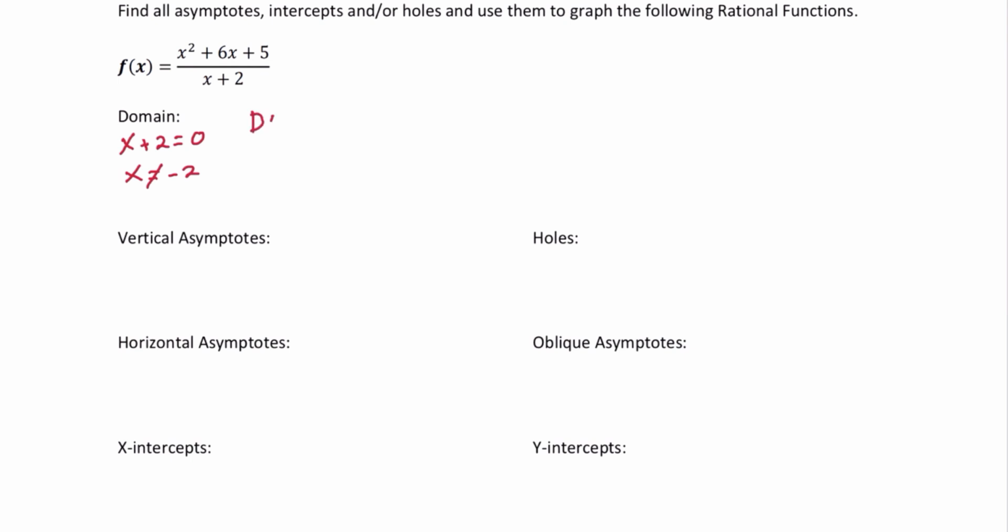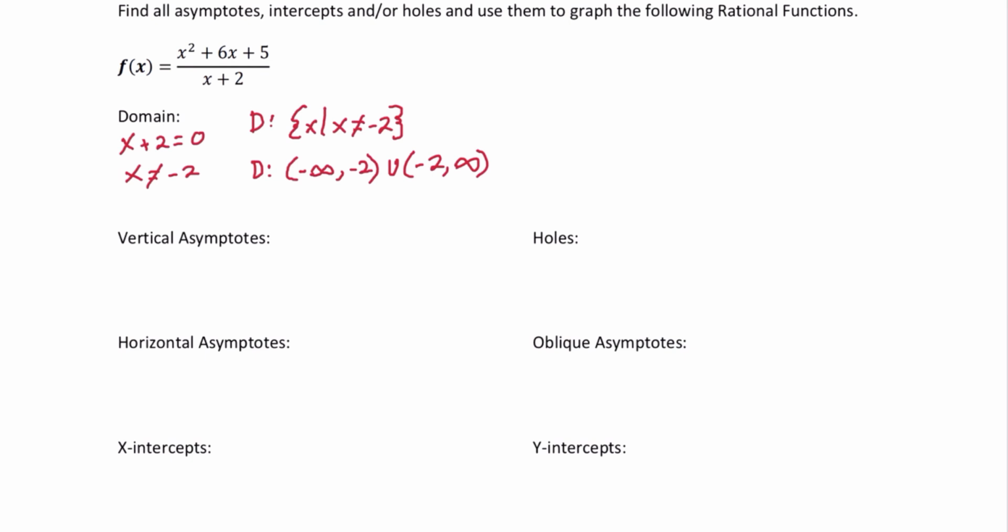One way to denote that is in set notation: all x such that x is not -2. An alternate way is interval notation: -infinity to -2, union -2 to +infinity.